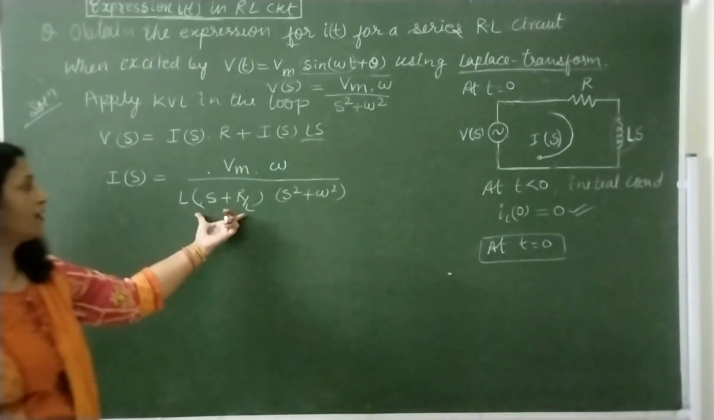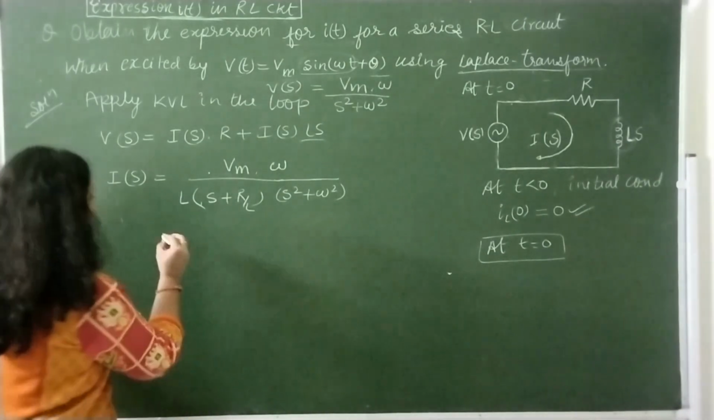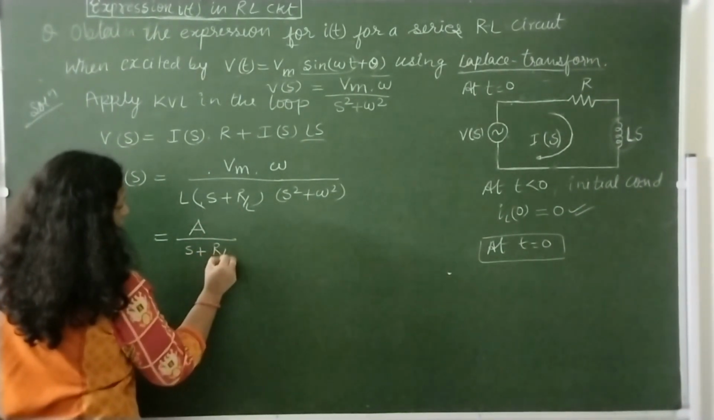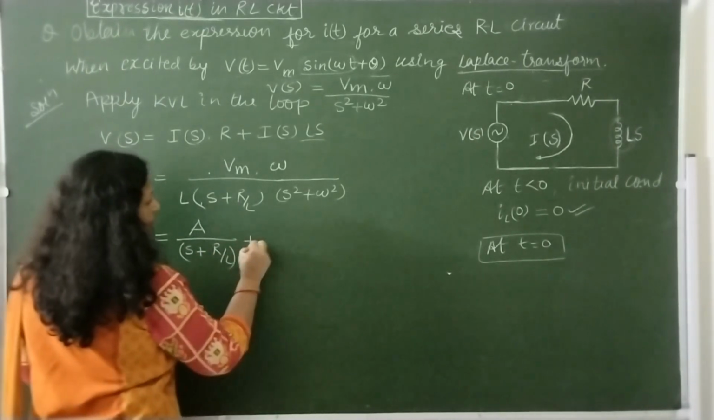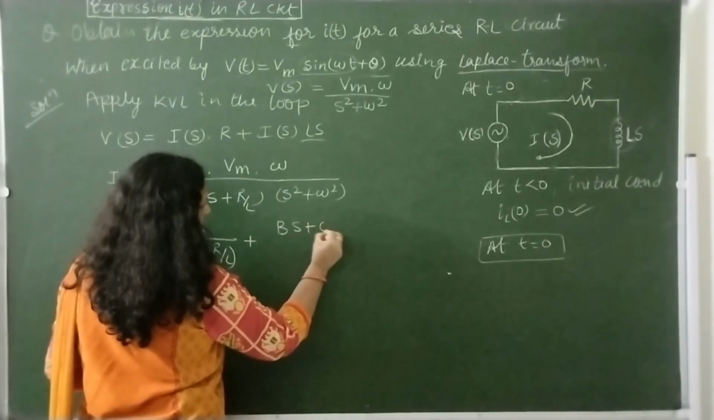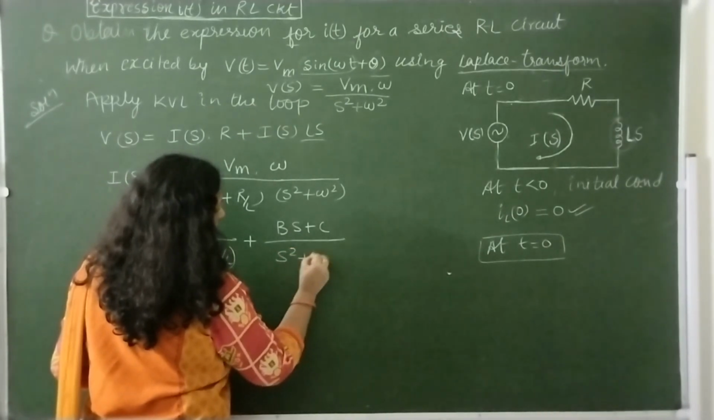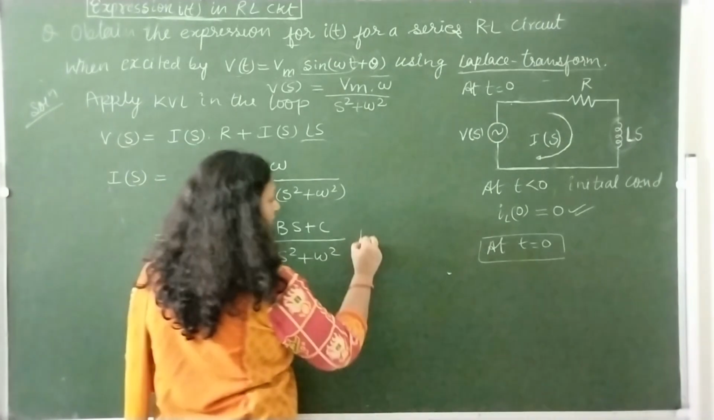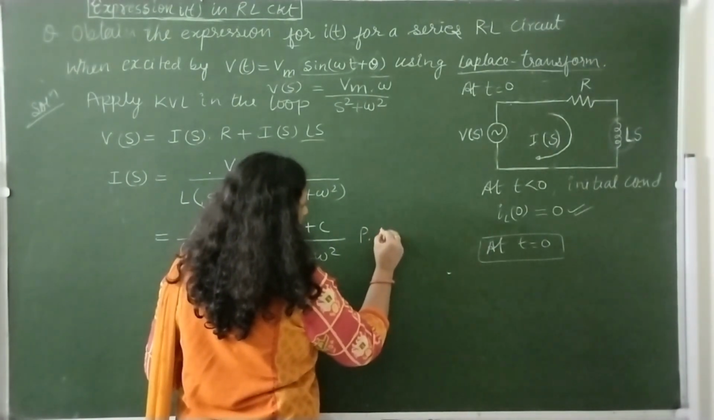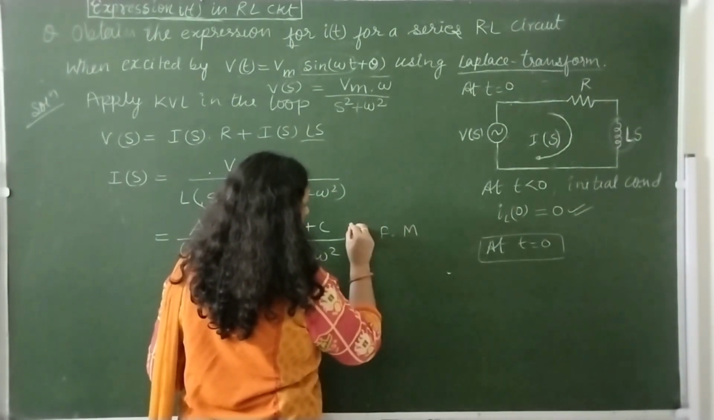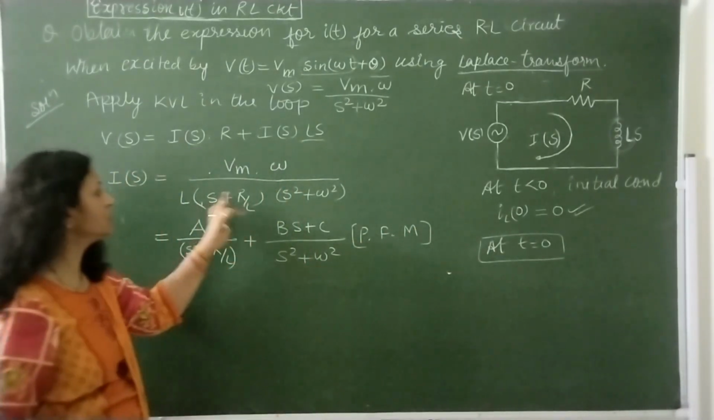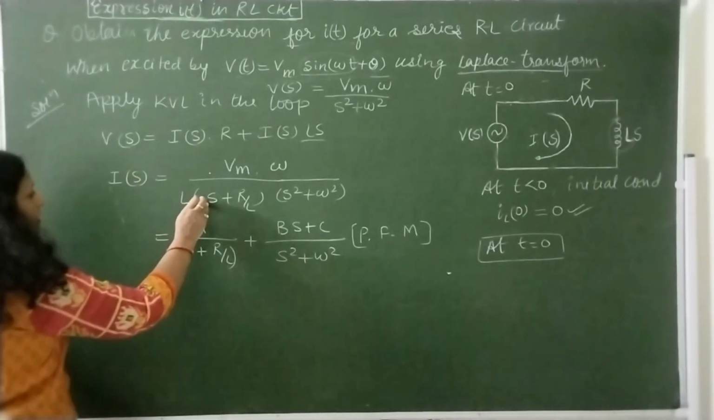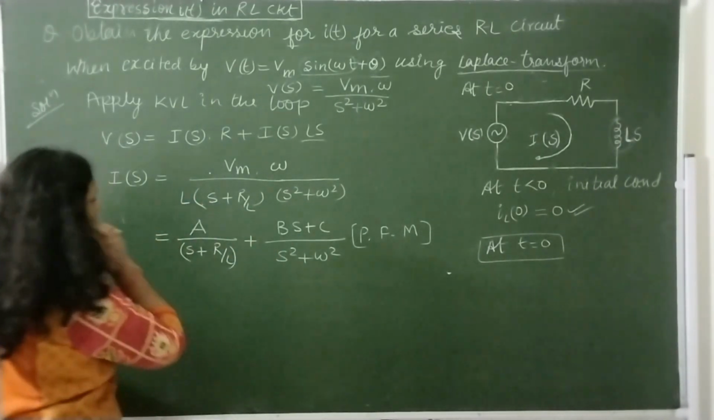Okay, now factorize these two terms, that is A divided by s plus R by L, this is first factor, plus Bs plus C divided by s square plus omega square. Okay, we are applying here partial fraction method to factorize these two terms, which are a linear equation in s and a quadratic equation in s.